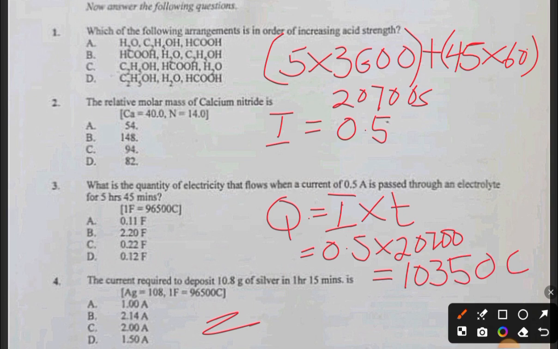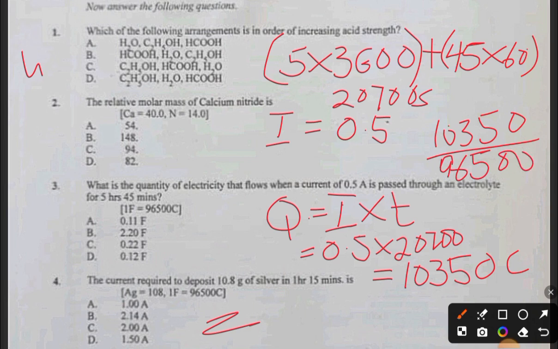Now, we are supposed to work in farad, not coulomb. So we are going to do our conversion. It's going to be something like this. So 10350 over 96500. Now, do your calculation right for this. You are going to have 0.11 farad. So answer to question 3 is A.